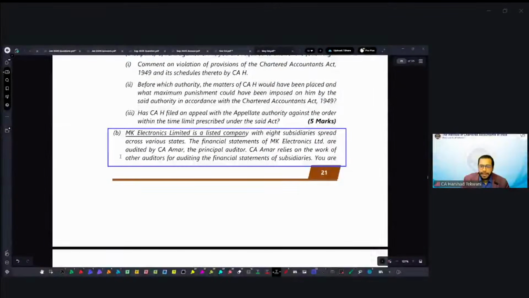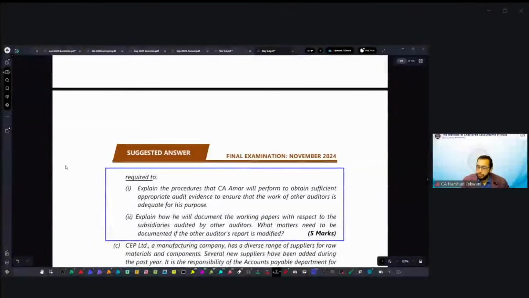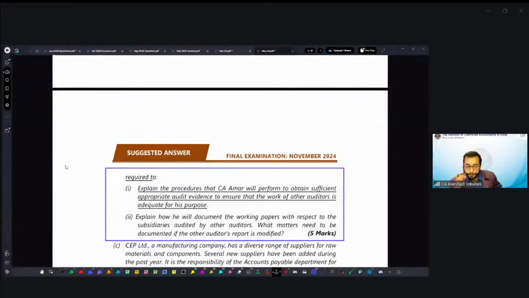MK Electronics Limited is a listed company with 8 subsidiaries spread across various states. The financial statements of MK Electronics Limited are audited by CA Amar, the principal auditor. CA Amar relies on the work of other auditors for auditing the financial statements of subsidiaries. You are required to, very important part, now understand this. Explain the procedure that CA Amar will perform to obtain sufficient and appropriate audit evidence to ensure that the work of other auditor is adequate for his purpose. We will go first with this.